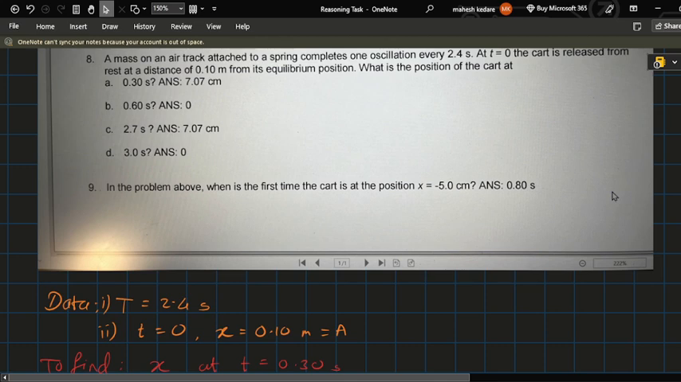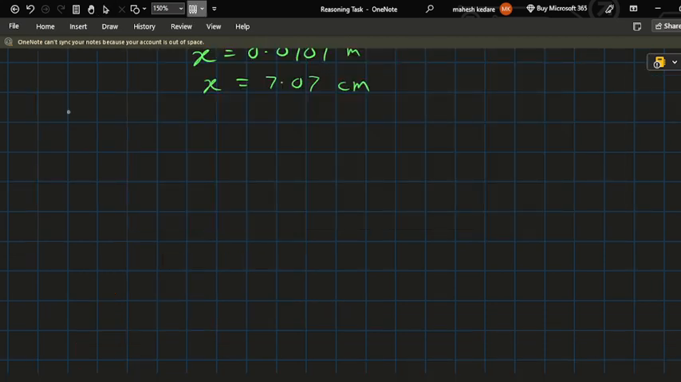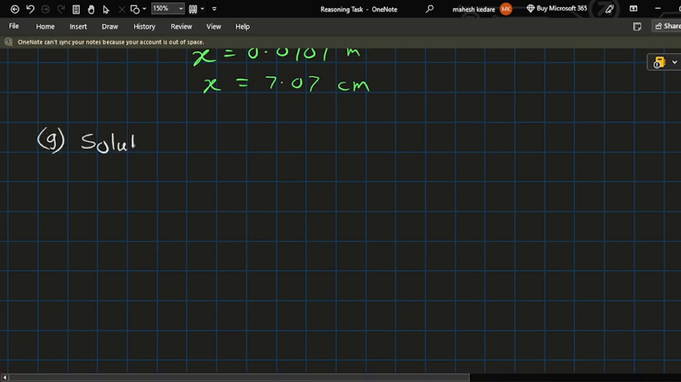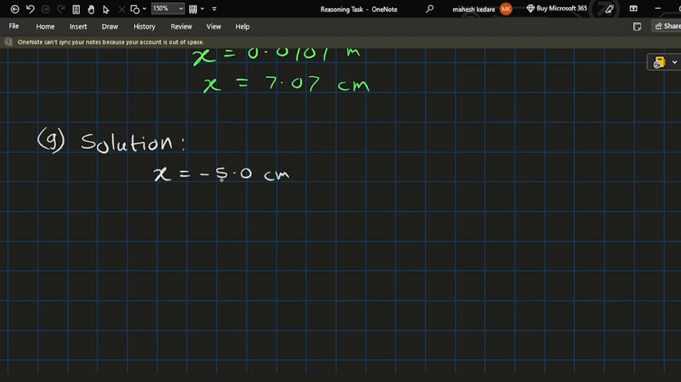Answers to other questions B, C, and D can be found out in the same manner. Question 9. In the problem above, when is the first time the cart is at the position x equal to minus 5.0 centimeter? Solution to question number 9. We have to find the time when x is equal to minus 5.0 centimeter for the first time.